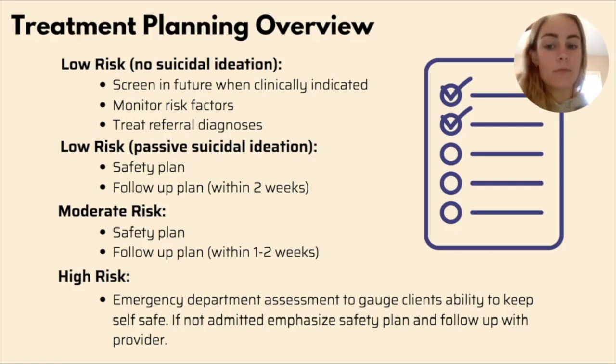Moderate risk would be, of course, making that safety plan, and then, of course, having a follow-up plan. So within 1 to 2 weeks. Once we get into the moderate risk range, I'd highly encourage making sure that you are seeing that patient weekly so that you can track their progress, track any issues that they might be having in their treatment, any worsening thoughts that they might be having when it comes to the suicidal thoughts or the self-harm.